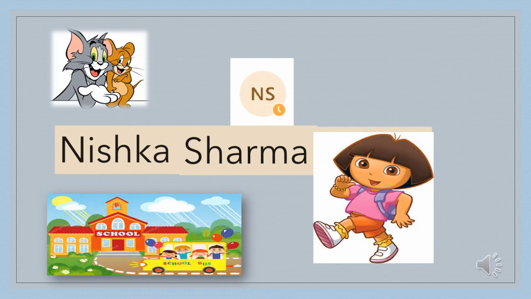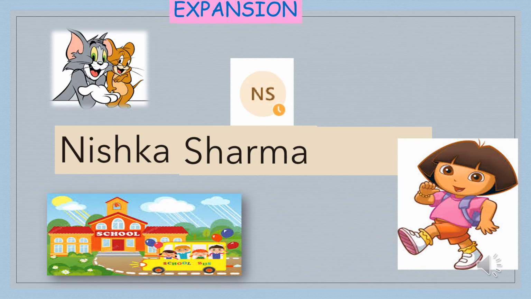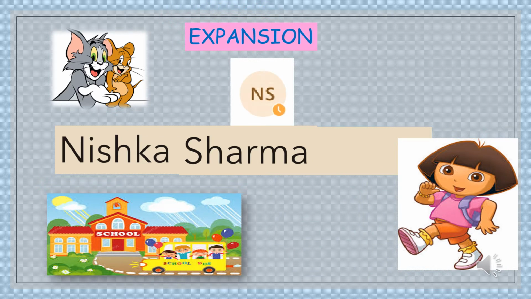Okay children? So what have you seen? This is expansion. Isn't it so? Initials got expanded. NS has become Nishka Sharma. And expansion is nothing. Expansion is getting bigger. You all will agree with me? NS is small and Nishka Sharma is bigger. So we are expanding it. Same way we can expand numbers also. Okay, so let's do that also.